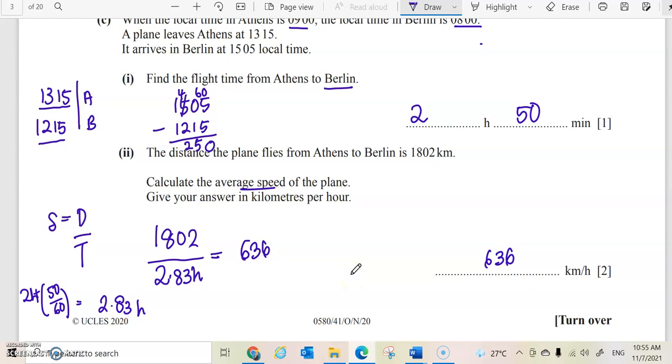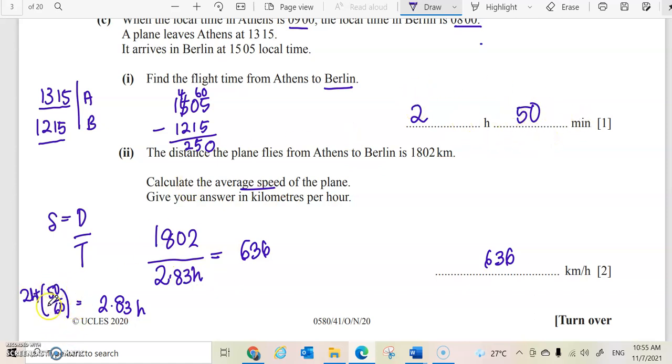Okay, next question. The distance the plane flies from Athens to Berlin is 1,802 kilometers. Calculate the average speed of the plane. Give your answer in kilometer per hour. Okay, so you know that the formula for speed is equal to distance over time. Okay, and then you get the distance here is 1,802. And then divide with the times here, 2 hours and 50 minutes.